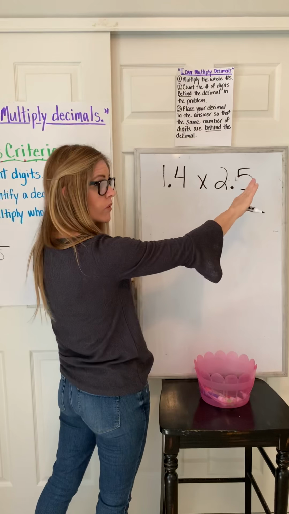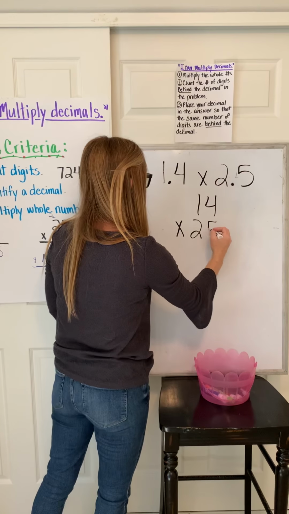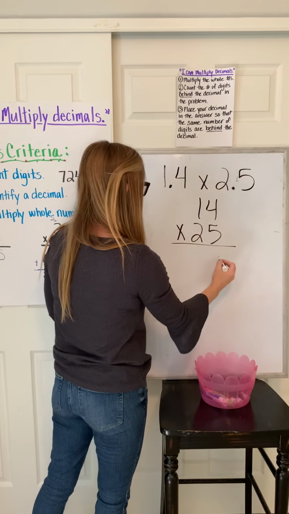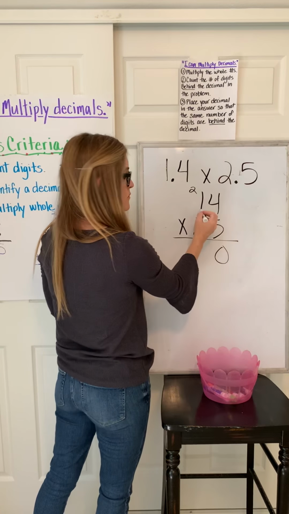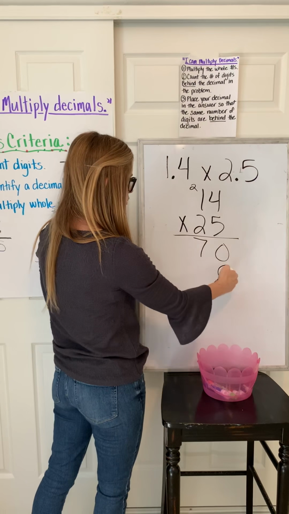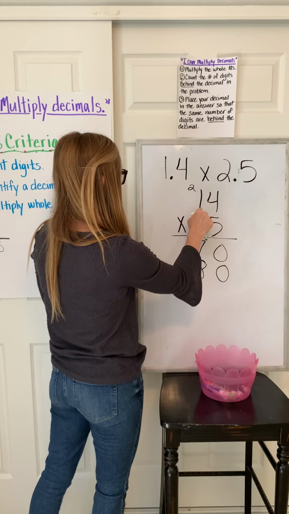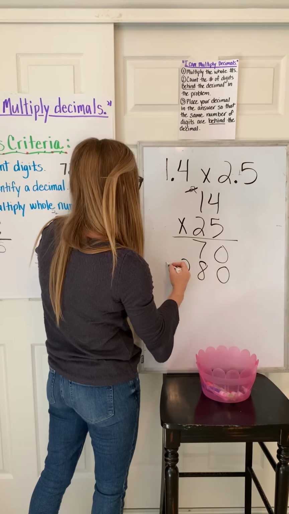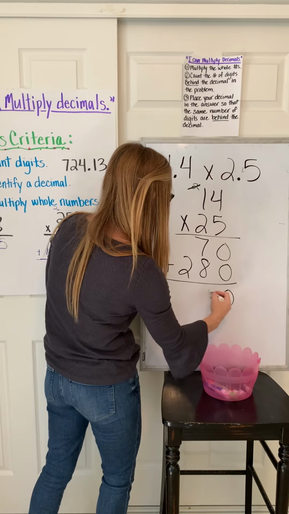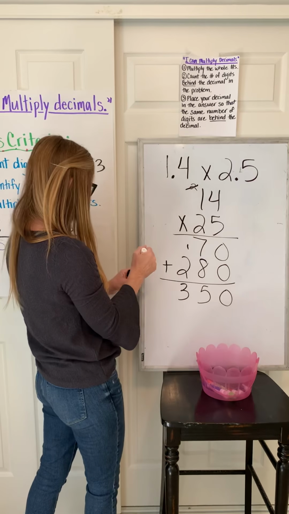So we're going to ignore the decimals. We're multiplying our whole numbers only. 4 times 5, 5 times 1 plus 2. I'm placing that 0 because I'm done with the ones. I'm going to the 10s. 2 times 4 and 2 times 1, that was from before. I'm going to add that up. So I have 350 as my digits.